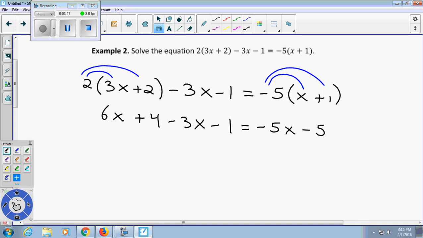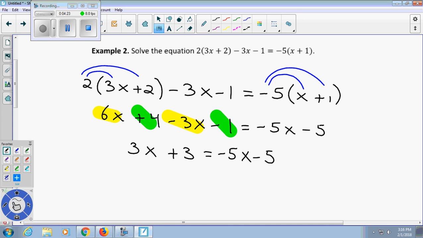So before I start adding and subtracting things to both sides, I think I'm going to gather like terms. So looking across here, I see I have a 6x and a minus 3x. I can combine that. I also have this positive 4 and this minus 1. So I'll combine those. We have 6x minus 3x is 3x. And then 4 minus 1 is 3. And on the other side, I have negative 5x minus 5. So nothing new here in what we've done before. It's like distributing, combining some like terms.